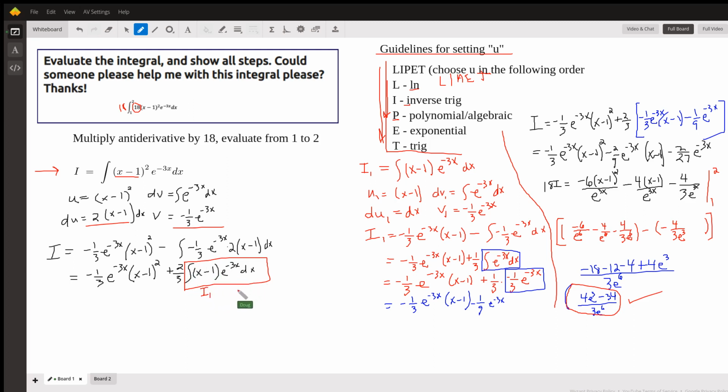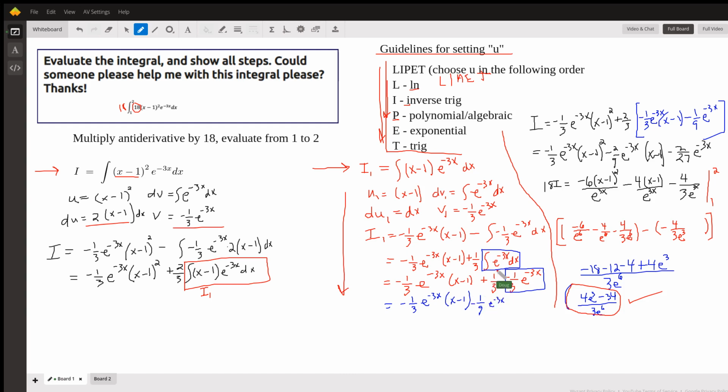So we need to evaluate this indefinite integral, which I've labeled I sub 1. And over here is I sub 1. And when using letters u and v, it's a good idea to put some subscripts. So if this is u, these are u sub 1 and dv sub 1. I won't go through all of this. I'll let you look it over.